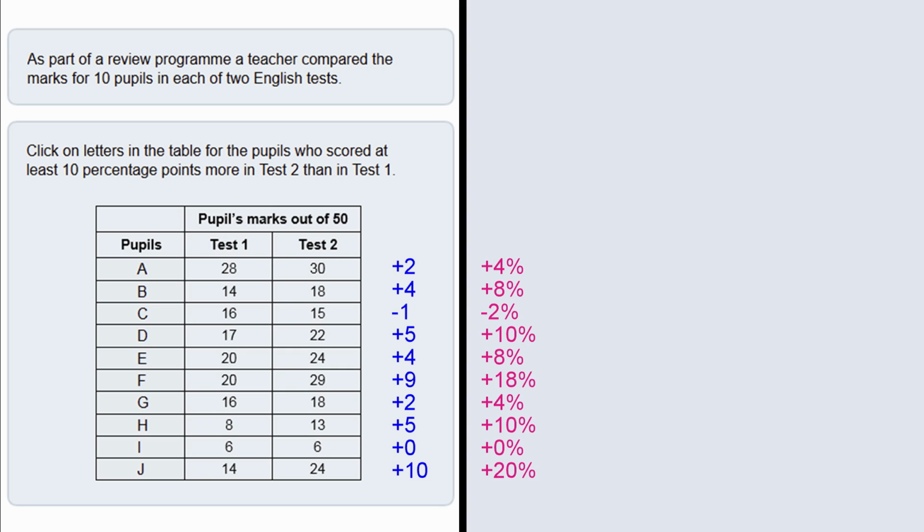And we can see just from that list that the ones that had a percentage point difference greater than or equal to 10 were D, F, H, and J.